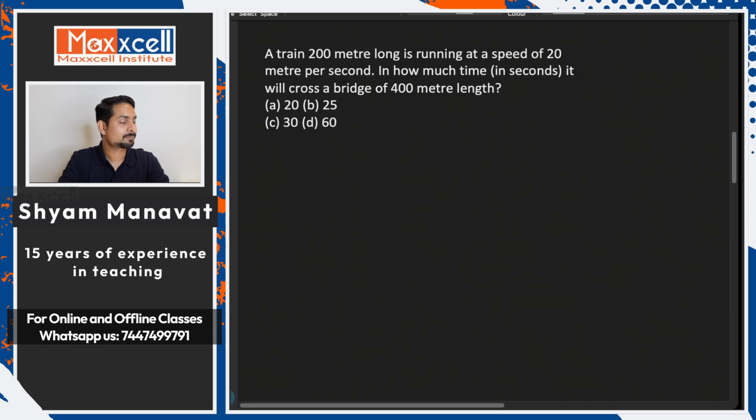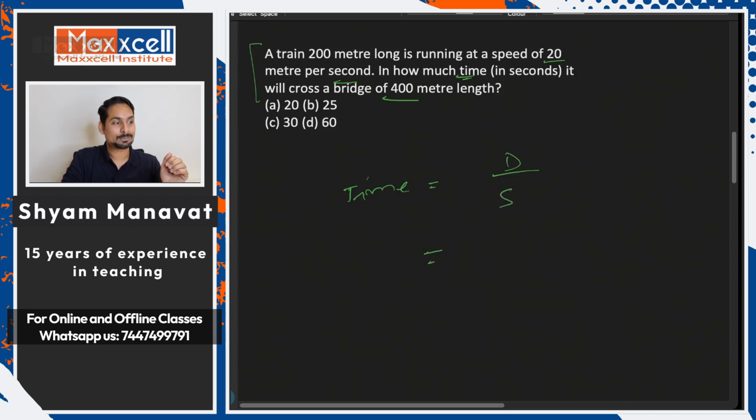Let's solve this question. A train 200 meters long is running at the speed of 20 meters per second. How long will it take to cross a bridge of 400 meters length? I know you must be laughing that this is a pretty easy question. No conversion of units, everything is given. We need to find the time, so time equals distance upon speed.